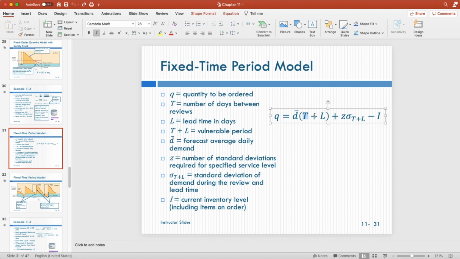That's why we are using T plus L instead of T or L, because you are trying to get rid of the probability of running out in both periods. That's why it's d bar times (T plus L), plus z times sigma of (T plus L), minus I. That's why the equation is exactly as shown here.